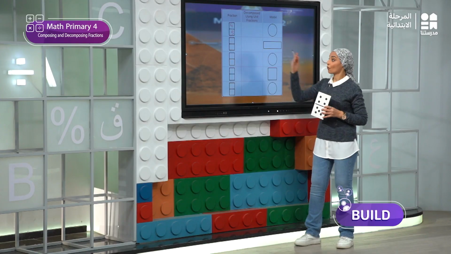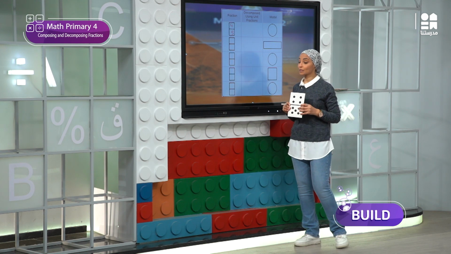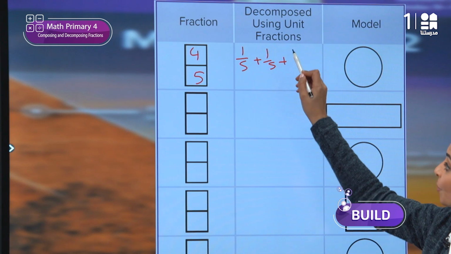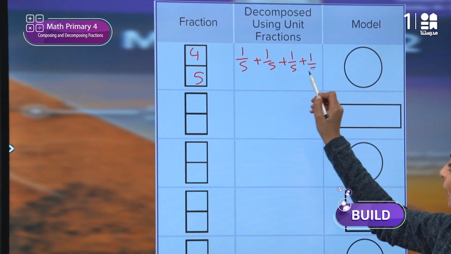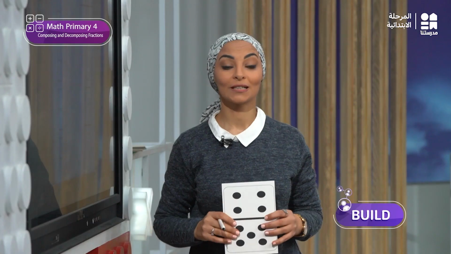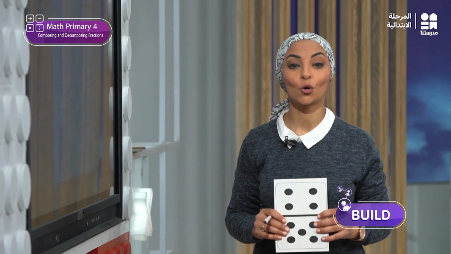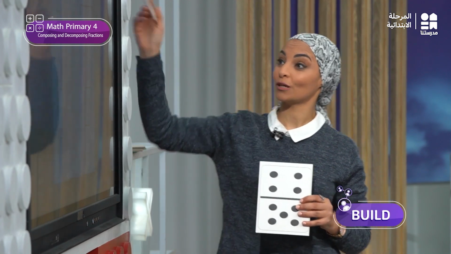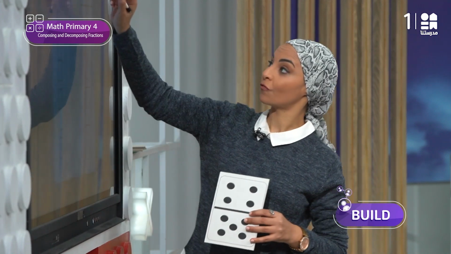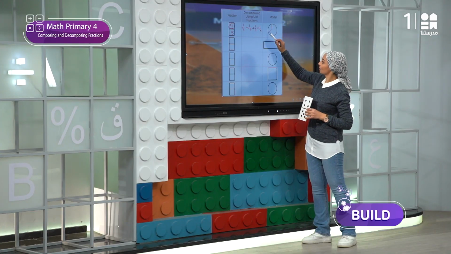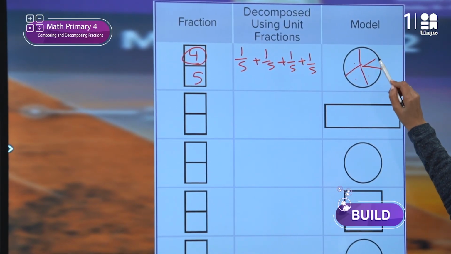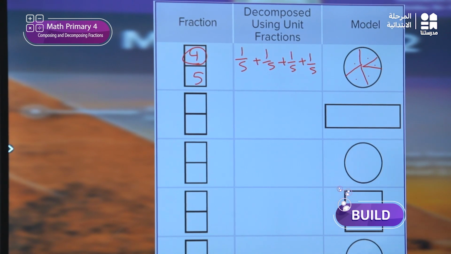How will I do it? I will decompose 4/5 using the unit fraction, meaning 1/5 plus 1/5 plus 1/5 plus 1/5. I wrote 1/5 4 times. Then we will draw a model that expresses the fraction in the third column. In the third column I want to make a model to represent this fraction, which is 4/5. So I have 5 parts. Okay, I will draw it like this: 1 2 3 4 and 5. And the parts must be equal parts.